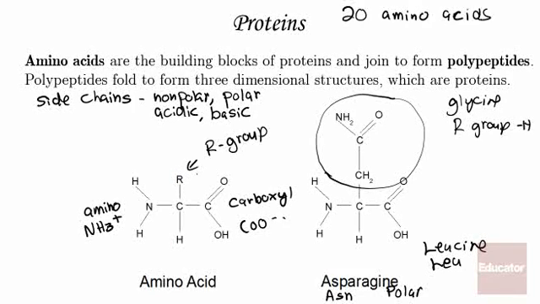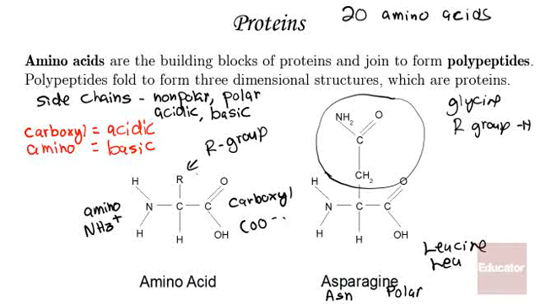if the side chain has a carboxyl group, then you would have an acidic amino acid. If the side chain contains an amino group, then you would have a basic amino acid. So again, we're not looking at this. When we talk about polar or nonpolar amino acids, we're talking just about what's going on with the side chain.